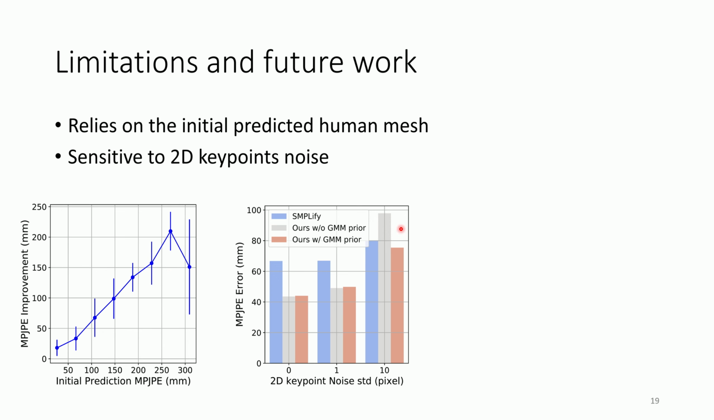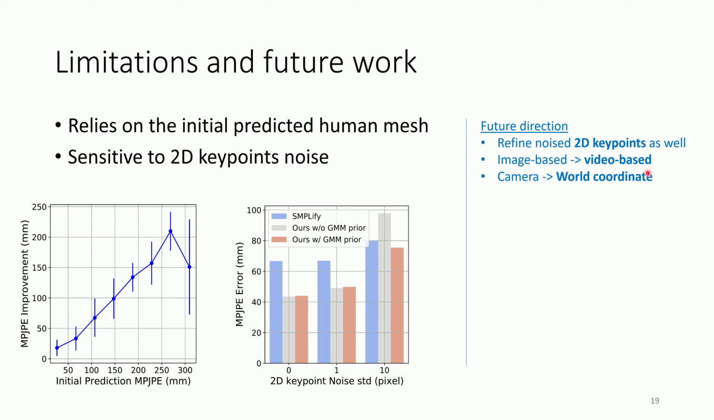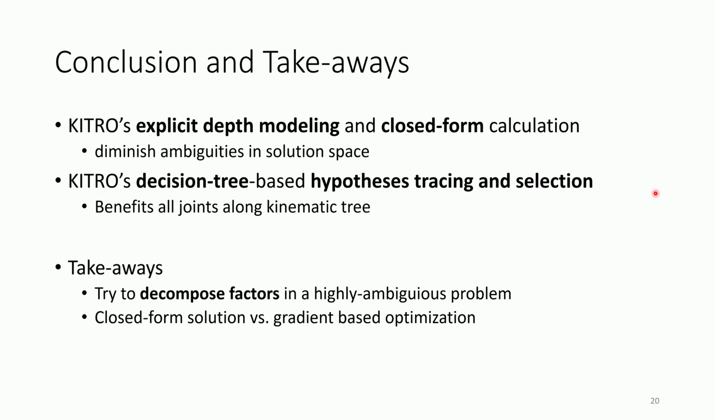Future work will address 2D keypoint noise, incorporate video information to refine all factors collectively, and transition from camera to world coordinates. To conclude, KITRO's explicit depth modeling and closed-form calculation diminish ambiguities in solution space, enhancing depth accuracy and obtaining ideal 2D fit simultaneously. KITRO's decision tree-based hypotheses tracing and selection for joint rotations encompasses the entire kinematic tree, benefiting both end joints and the joints near the root.